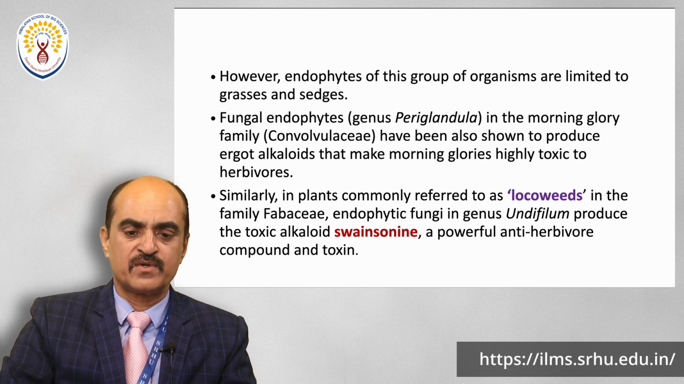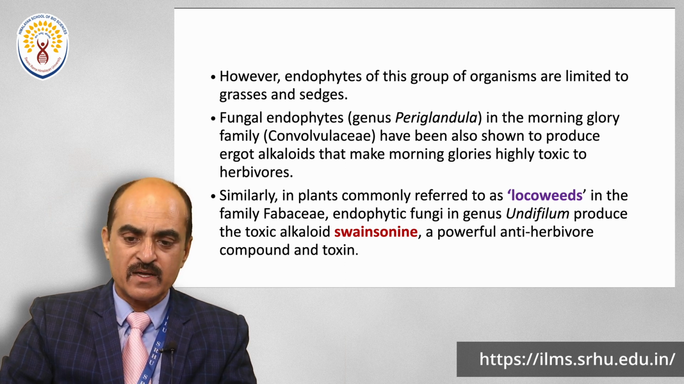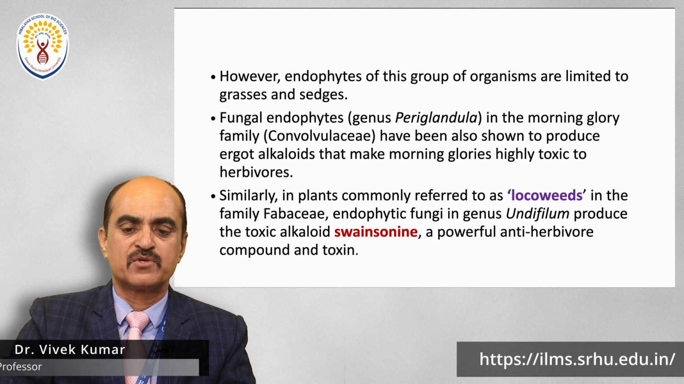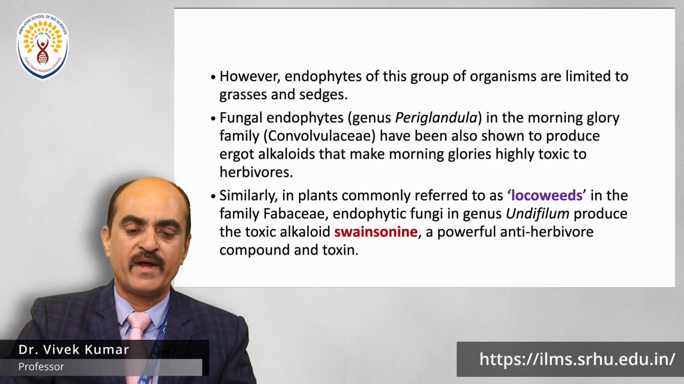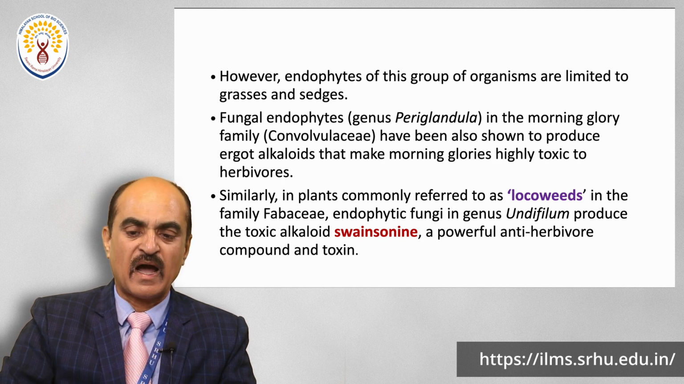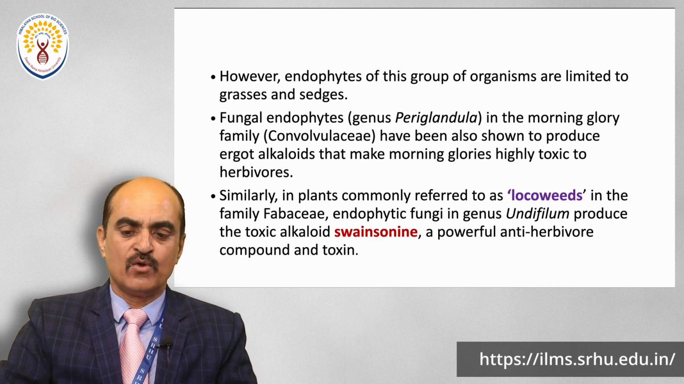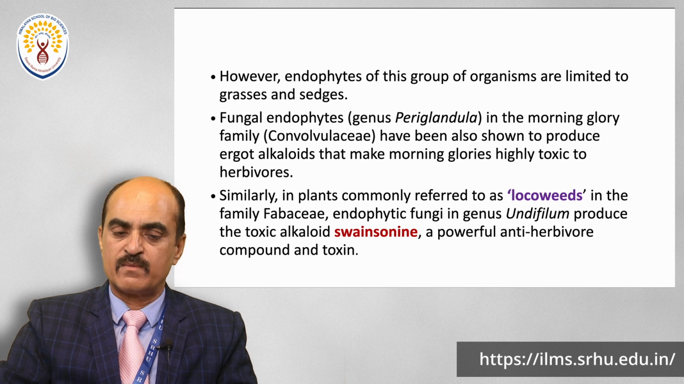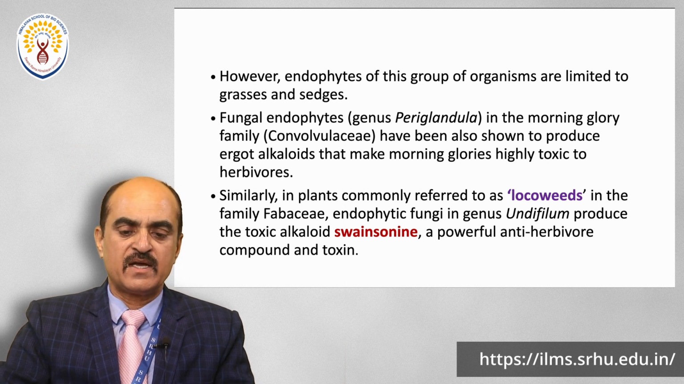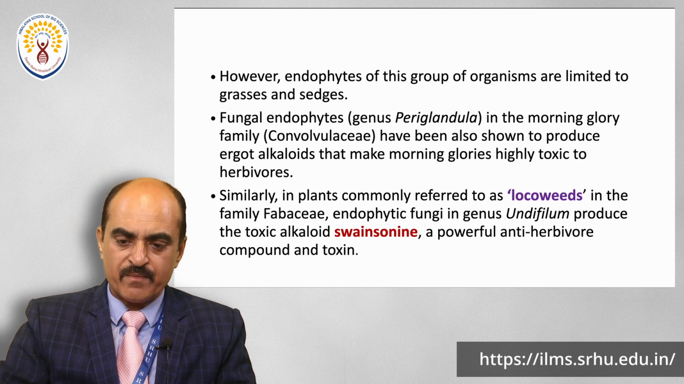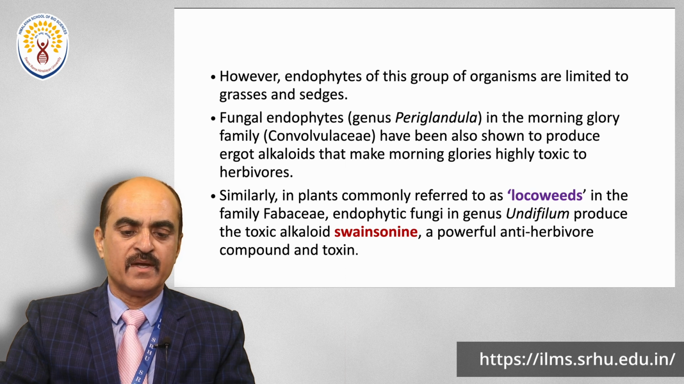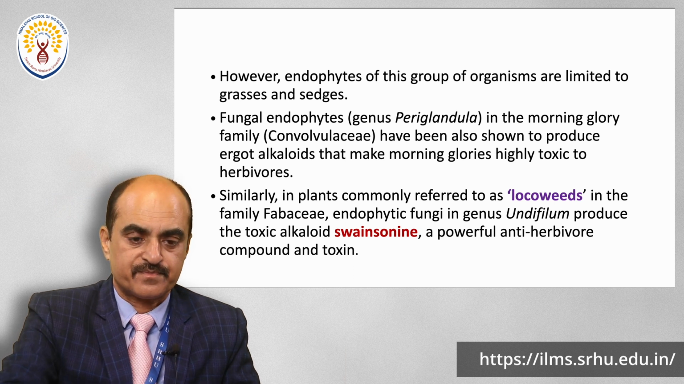Fungal endophytes of genus Periglandula in the morning glory have been shown to produce ergot alkaloids that make morning glories highly toxic to herbivores. Similarly, in plants referred to as locoweeds, belonging to the family Fabaceae, endophytic fungi in the genus Undifilum produce the toxic alkaloid swainsonine, a powerful anti-herbivore compound and a toxin also.